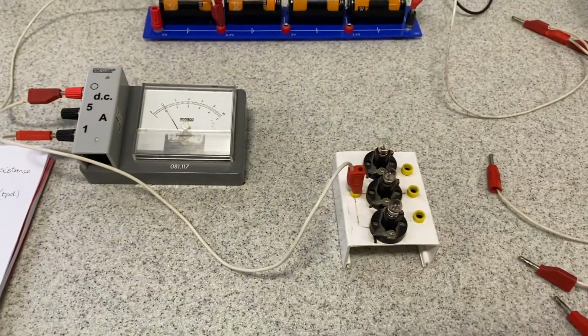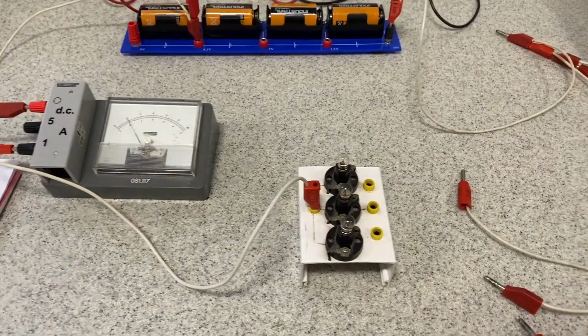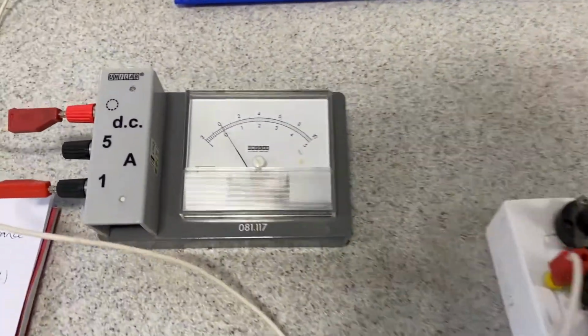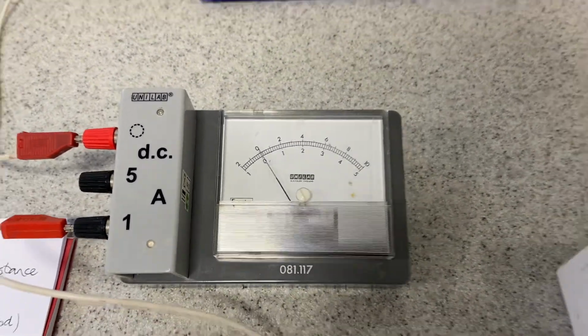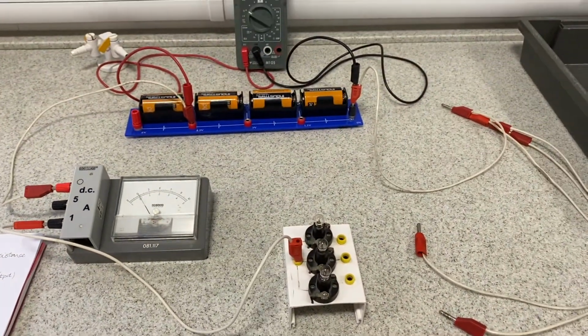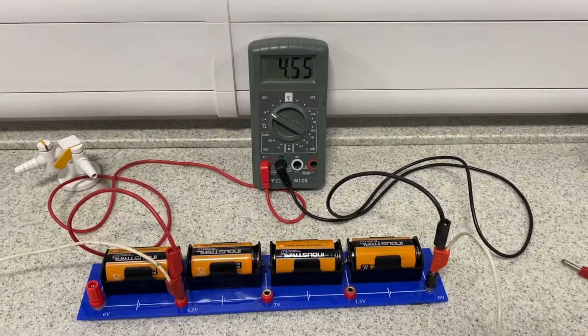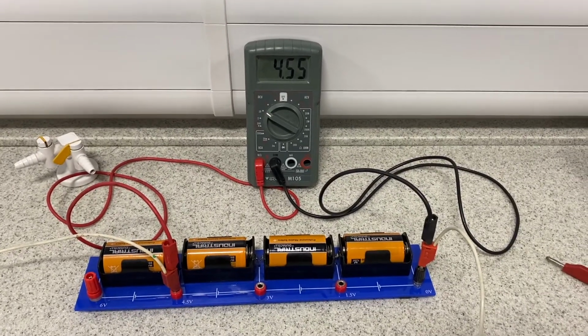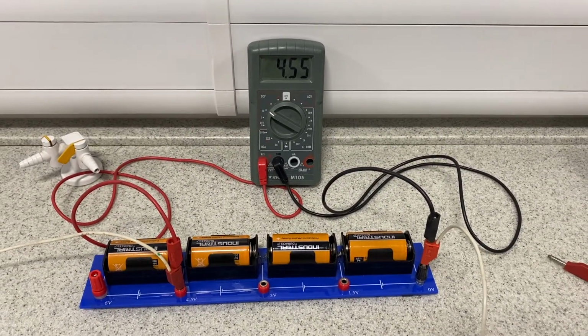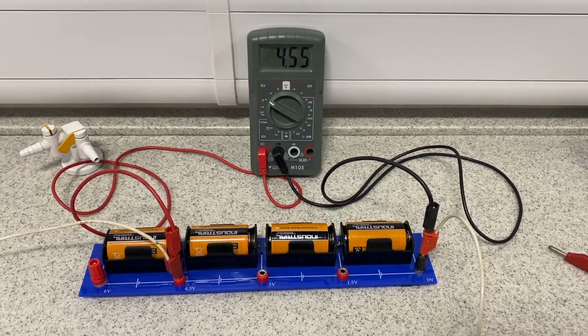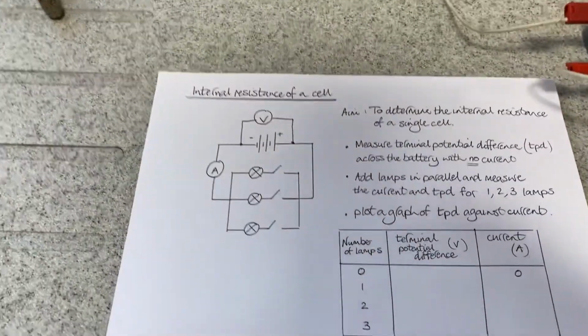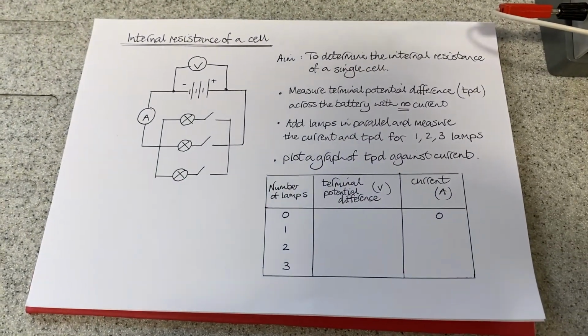So we've got 3 bulbs here that are in parallel and none of them are connected just now. So I've got an ammeter there that's measuring 0, and therefore my TPD when no current flows is equal to the EMF, and it's 4.55 volts. So I'm going to put that in my table here.